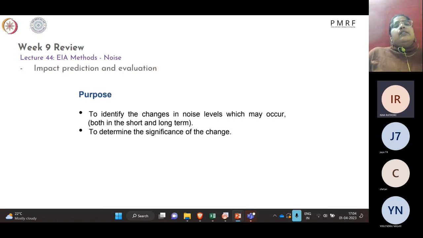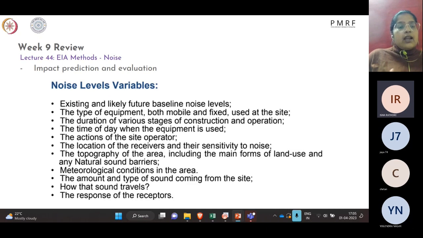And for doing noise assessment, you need to identify. So basically, there are two purposes for doing noise assessment. The first is to identify the changes in noise levels, which may occur both in the short and long term. And the second is to determine the significance of this change. So, of course, any sort of construction activity is going to generate huge levels of noise based on the type of construction processes which are employed. So, you need to do this noise level assessment for your EIA project, anyways, if you're constructing something major.